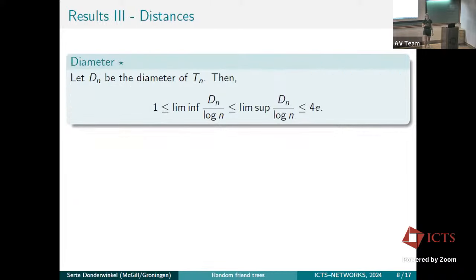So let's talk about distances. The diameter of the tree grows logarithmically. The lower bounds, I will discuss the proof imminently. And for the upper bounds, we use a coupling with a uniform attachment tree that makes distances larger. So just by comparing with the diameter of the uniform attachment tree, we can get an upper bound here.